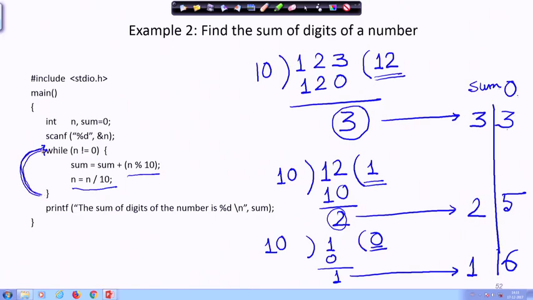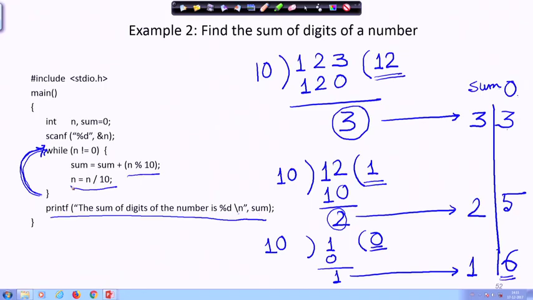I go back again here and find that n is not equal to 0, condition is not true. So, I come out of the loop and I apply this printf statement. What is the printf statement doing? The sum of digits of the given number, I cannot say given number n because n has already changed. I will come to that in a moment. Now, is sum. Okay, so, I have got the sum.